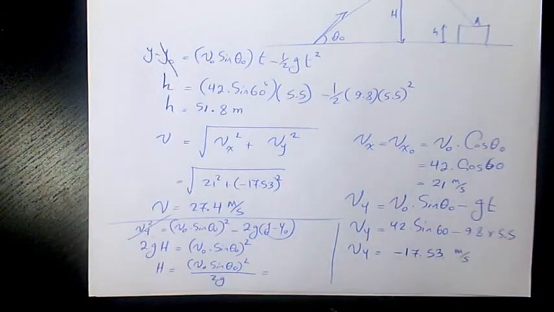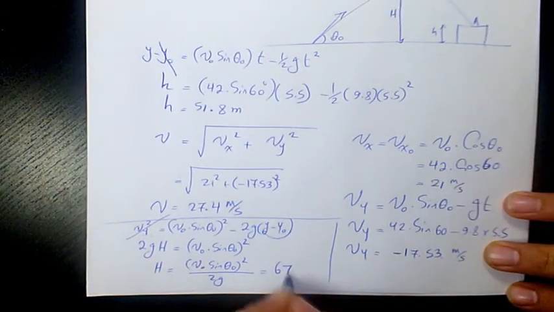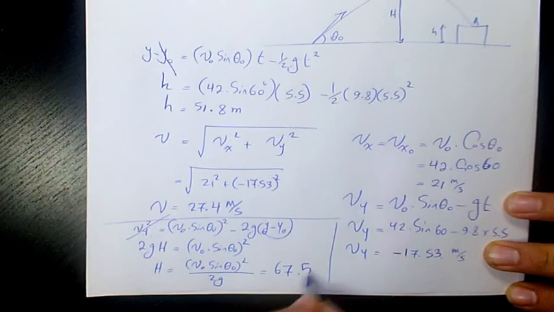That will be 42 times sine 60 to the power of 2, divided by 2 times 9.81. That's going to be 67.5 meters.